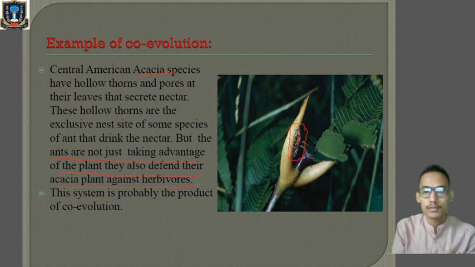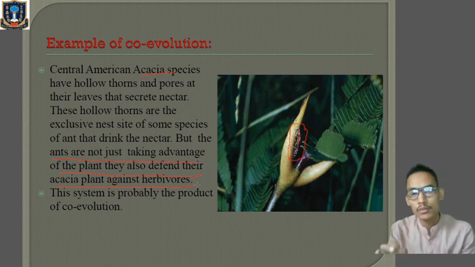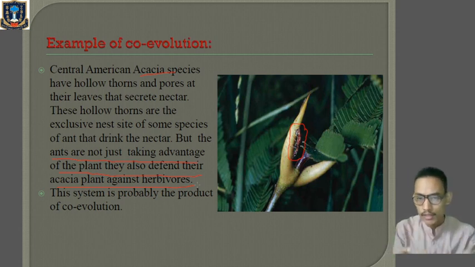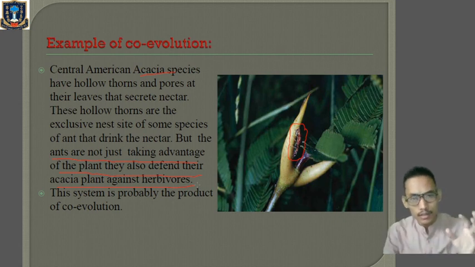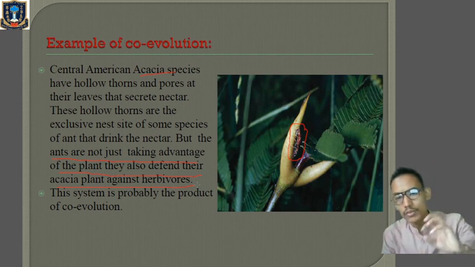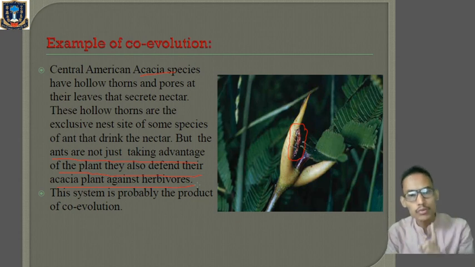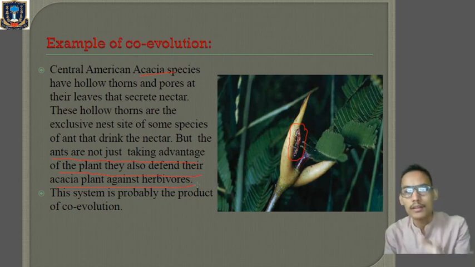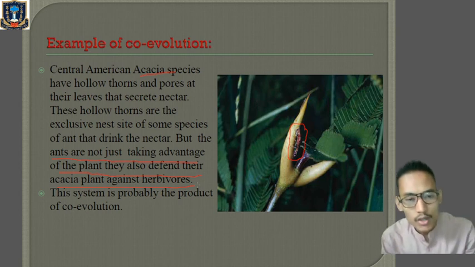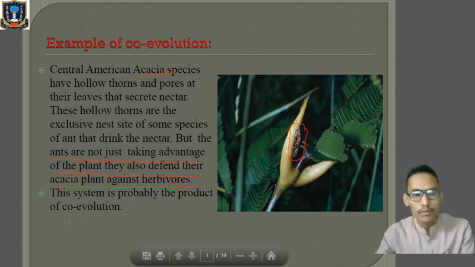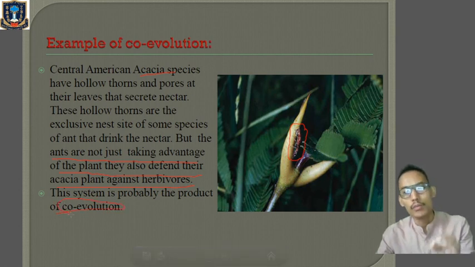So can you see over here the advantage of coevolution? Acacia plant is providing nectar to the ant. That means ants are collecting the nectar. But not only that, ants are collecting the nectar from this plant, but in turn they are also providing defense to the plant against the herbivore. So both of these species, the ant and the acacia, are evolving together, and this is simply the product of coevolution, where both these species are evolving together.